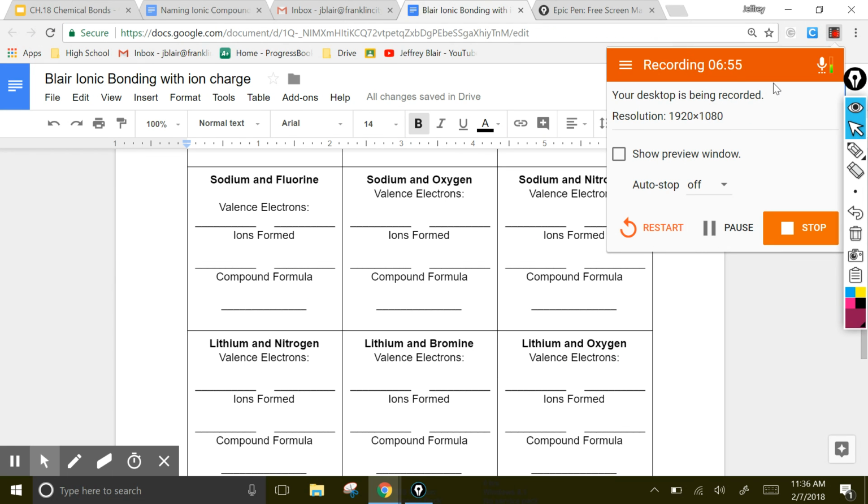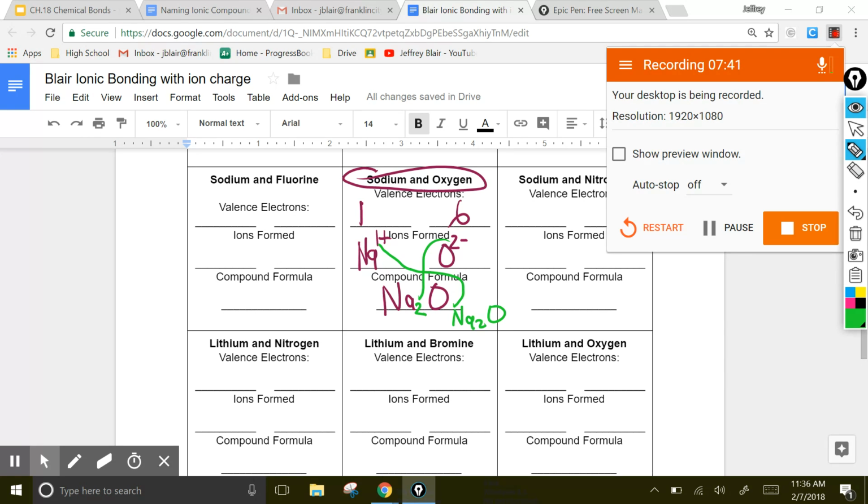So I wanted to switch over here and do one more from your paper. Find this one. That is the sodium and oxygen one. Sodium, valence electrons, 1. Oxygen, 6. Ions formed: Na 1 plus, oxygen 2 minus. What's our compound going to be? NaO. How many of each of those do we have? We crisscross our numbers. The 1 goes down here to the O, and you don't write a 1 if it's a 1, and the 2 goes down here for that Na. So our final formula, Na2O.